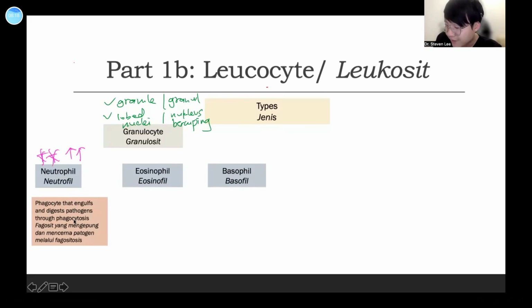So all these keywords you must have in your syllabus. Phagocyte, phagocytosis, dia punya tindakan, the action is actually engulf and digest. So this is the word that you must remember lah. Engulf is an action of surrounding the food and eventually they digest with lysozyme. Okay, so this is the function of neutrophil.